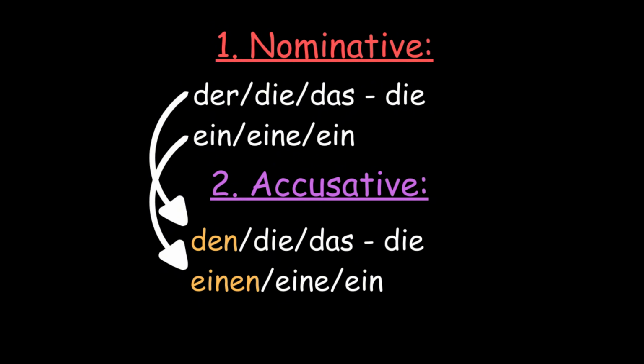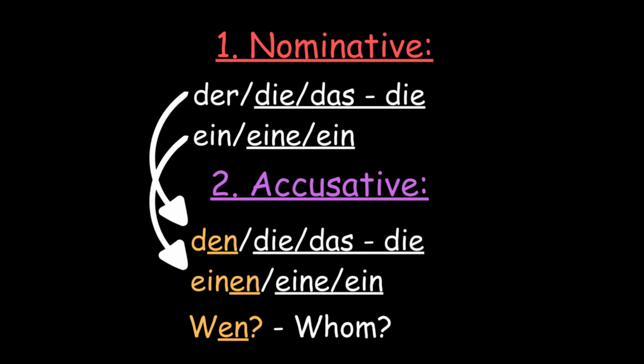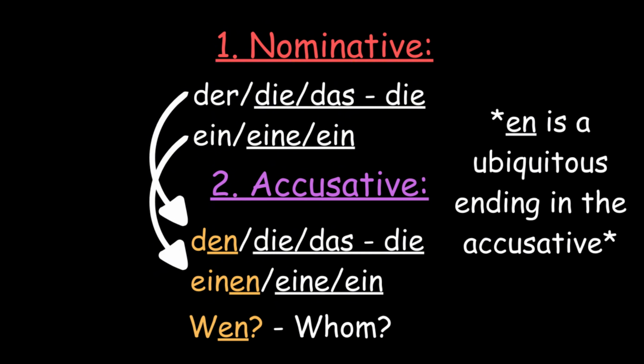This is the only change that accusative articles have. Other articles remain the same and do not change: den, die, das, die, einen, eine, ein. A good technique to remember this is to look at the endings of the articles. Den and einen end in n, and the accusative question wen ends in n. So n is a ubiquitous ending in the accusative.